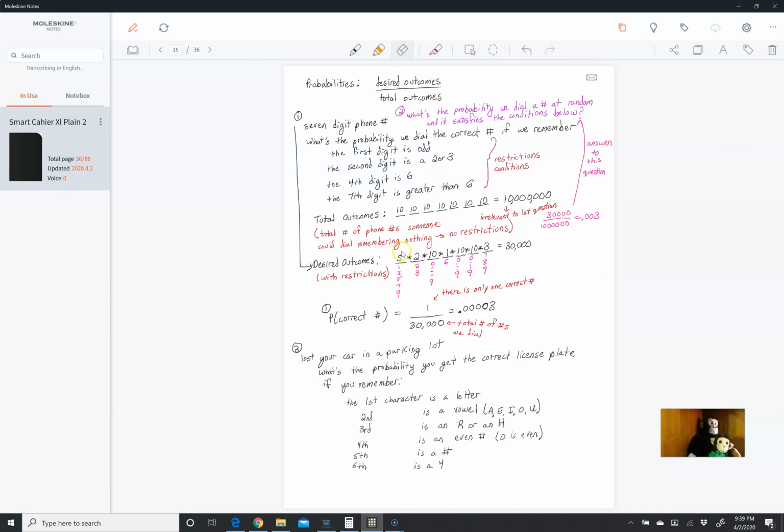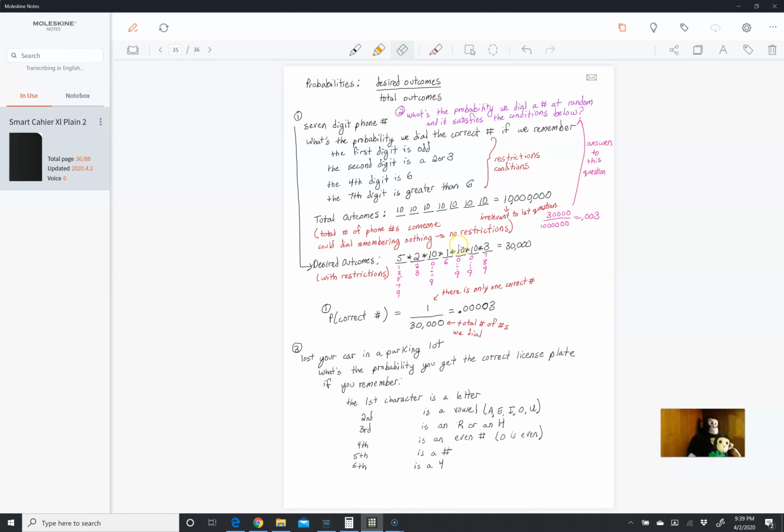For the second digit, it's a 2 or 3, so we're only dialing 2 possible numbers, a 2 or a 3. The third digit, if you notice, we don't remember because it doesn't say anything here, so there are 10 possible digits. The fourth digit we know is a 6, so we're dialing a 6. Be careful here. A lot of people put the 6 in the wrong place. There's only 1 digit that we're dialing, not 6. 1 digit, and that digit is a 6.